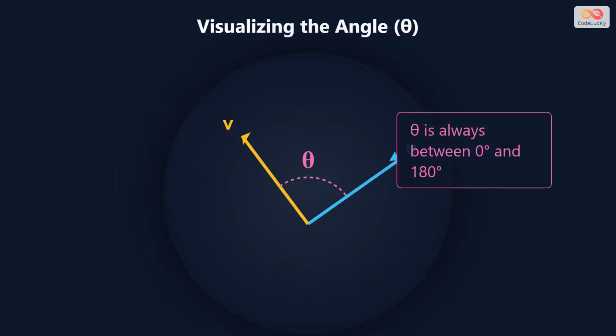Let's look closer at that angle, theta. When we draw two vectors starting from the same point, theta is the smallest angle between them. It is always between 0 and 180 degrees. The cosine of this angle is the secret ingredient that determines the value of the dot product.